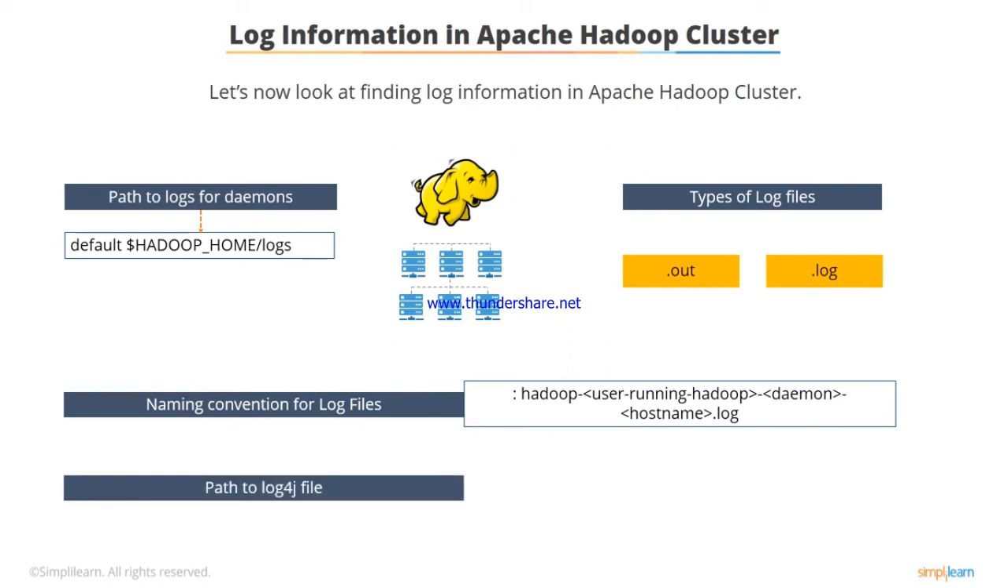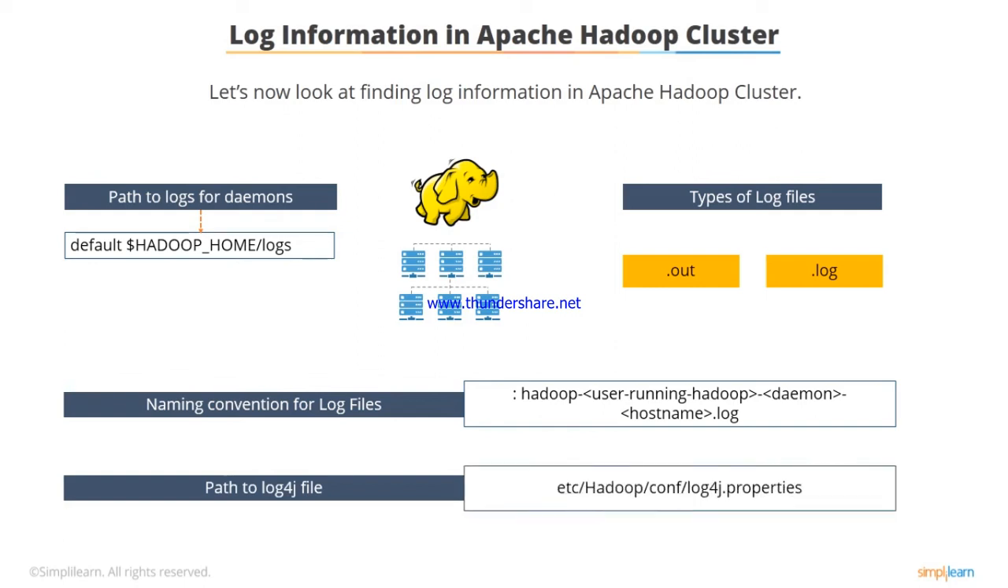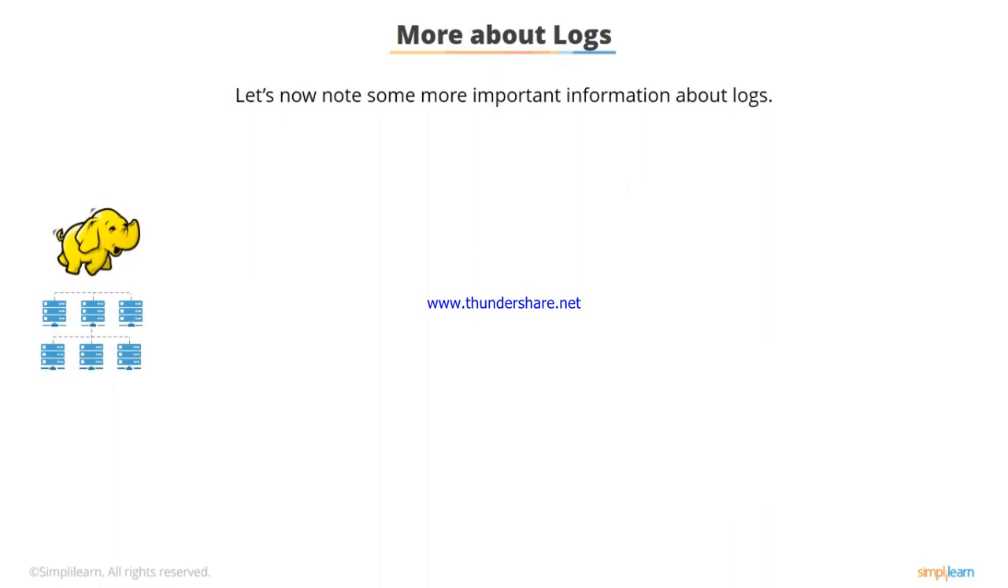Daily rotation of log files is determined by the property set up in the log4j file. Rotation means that a new log file is created to capture information, and this will replace the current one. The log4j file can be found by navigating to etc/hadoop/conf/log4j.properties, or by navigating to the Hadoop location and then navigating to conf and log4j.properties. Let's now note some more important information about logs.